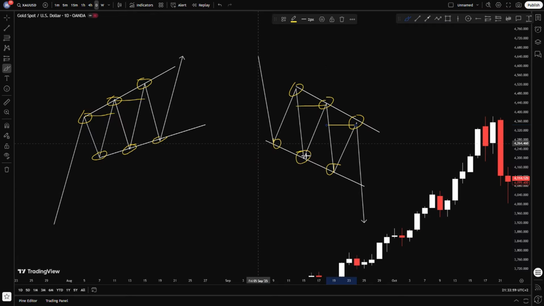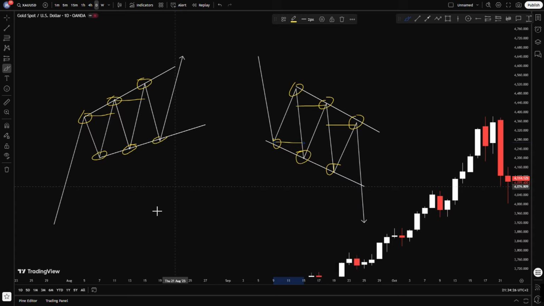And right here at the bottoms we have lower lows. This is a low, and this low right here is lower than the previous low, which makes it a lower low. So when you see something like this, this means that what? Sellers are in control. Sellers control the market.